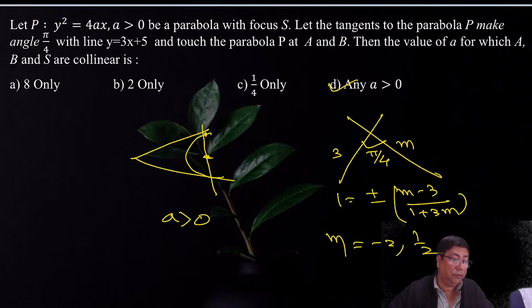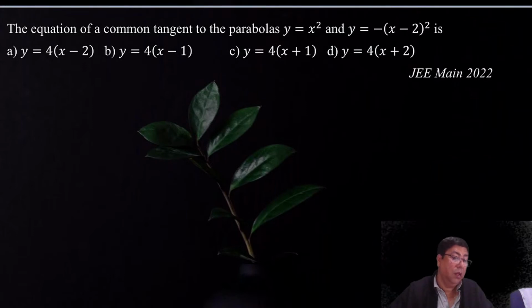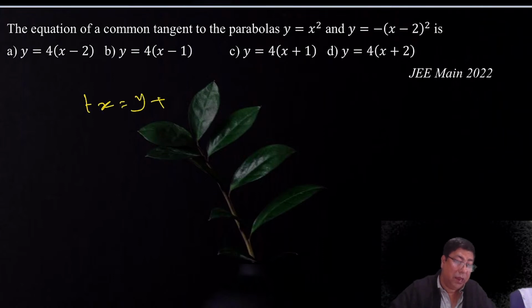Next one. The equation of the common tangent to the parabola and another parabola. This type of sums are very common, everybody. So let's solve it. For y equal to x square, the equation of the tangent is tx equal to y plus at square. In this case, a equal to 1 by 4. Therefore, y equal to tx minus t square by 4.